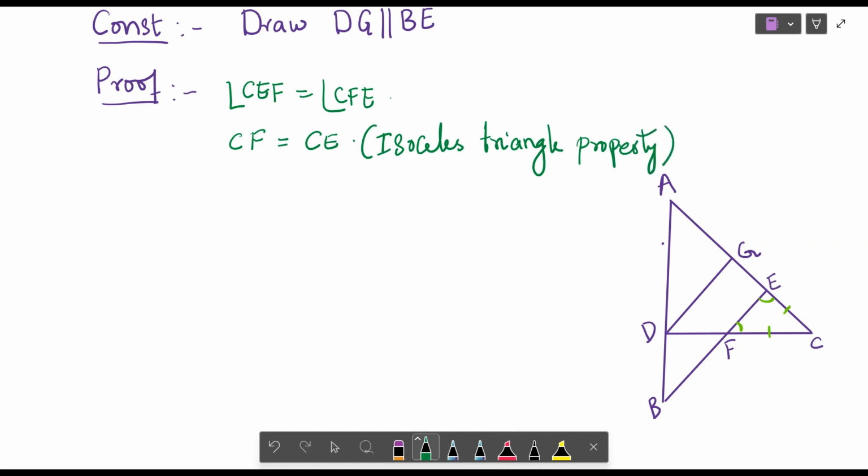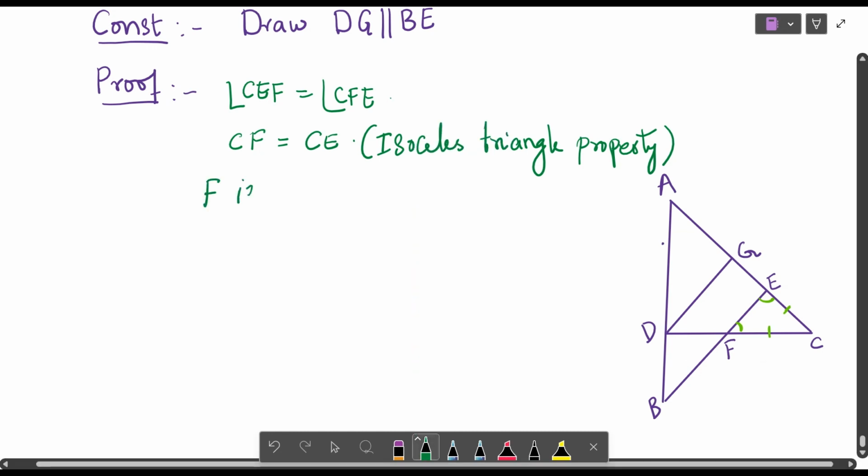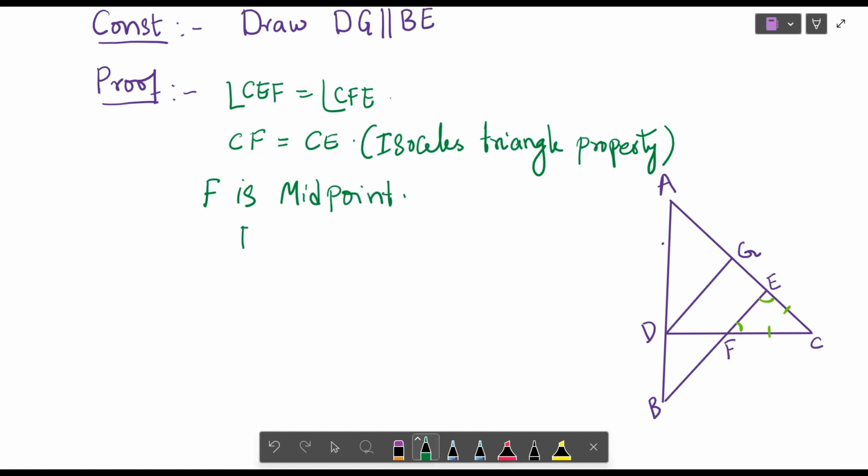Isosceles triangle property says what? If two angles of a triangle are equal, then their opposite sides are also equal. Okay. And F is midpoint, right? F is midpoint. This is the given part. Then DF will be equal to FC.